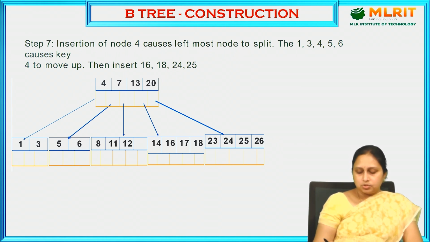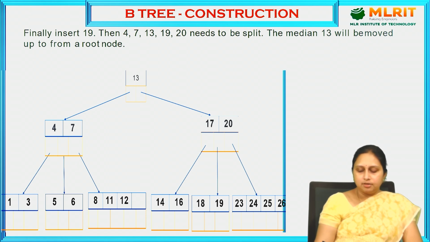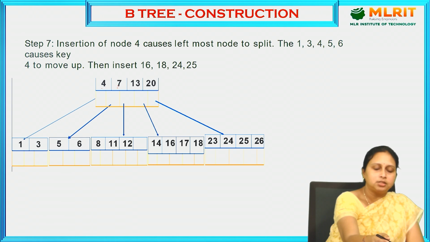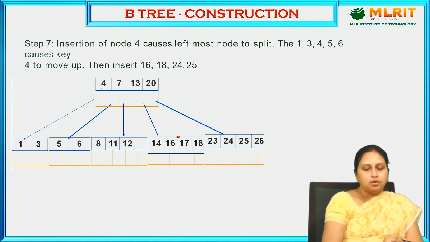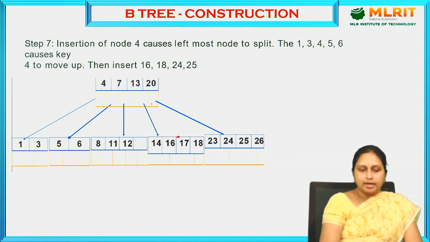Now at last we have one more node to be inserted, that is 19, where I need to insert 19. Observe in this. Here all 4 keys are there. 19 is greater than 4, I can't insert here. 19 is greater than 7, not possible. 19 is greater than 13 but less than 20, so I can go either to the right of 13 or I can consider the left of 20, where I can insert 19.